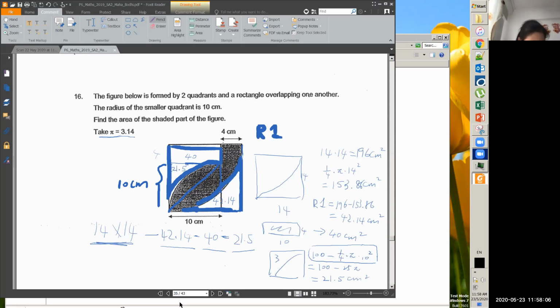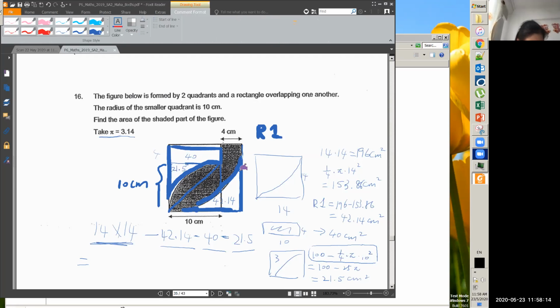Okay, I hope you understand. You understand, right? So this is 42.14, this is 40, this is 21.5. So you just take the entire square, you minus off 40, minus 21.5, minus 42.14. Then you can find the area of the shaded part.